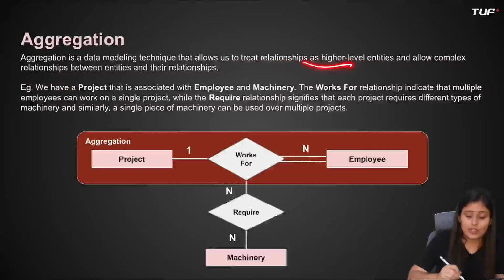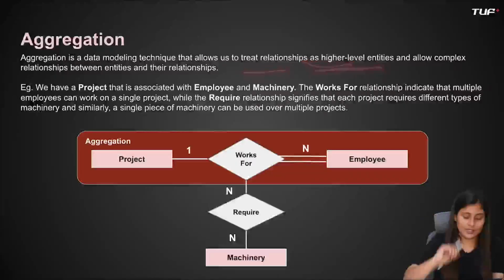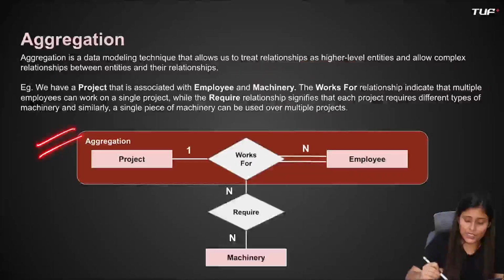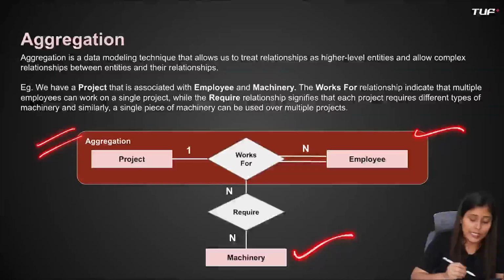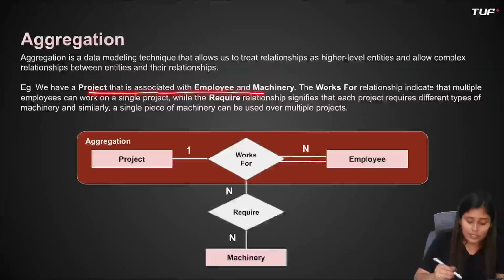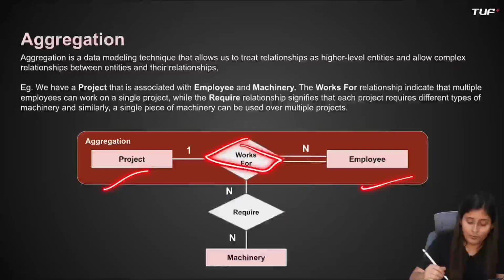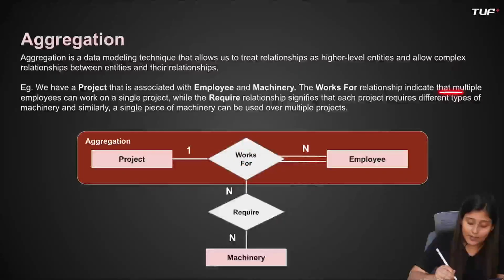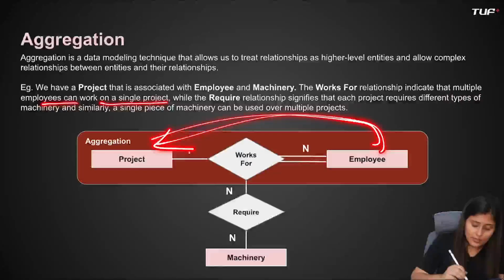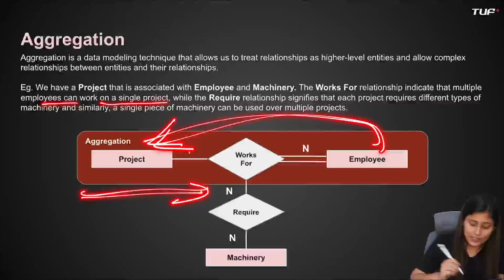So it helps us to treat the relationship as a higher level entity. Let's suppose here we have project, employee and machine. We have a project that is associated with employee and machine, and works for is the relationship between the project and the employee. It indicates that because we have given two lines, so basically it's multiple. So it indicates multiple employees can work on a single project. So this way, it gives a one-to-many relationship.